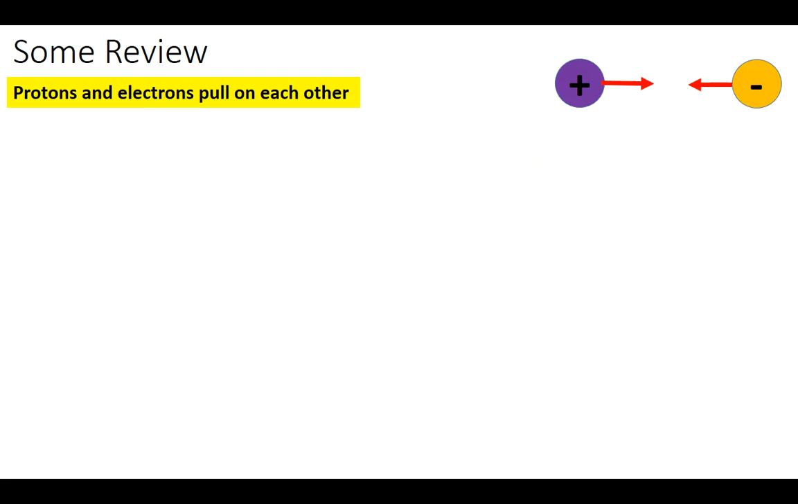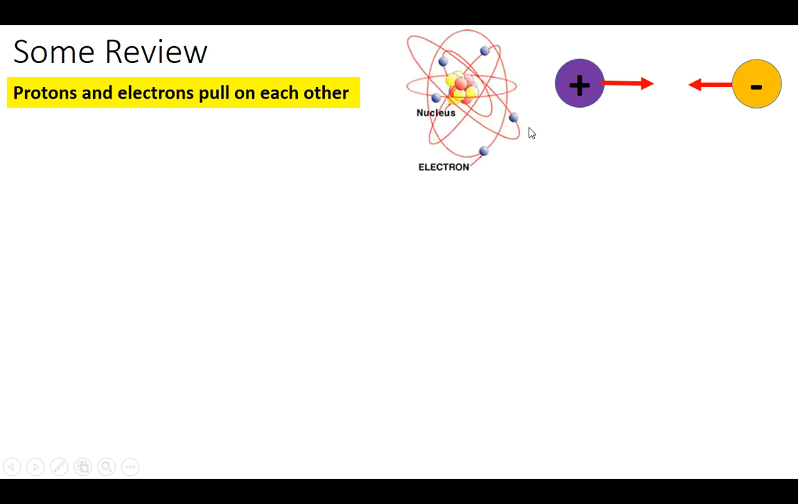So for some review. First thing that we've got to talk about and remember is how protons and electrons pull on each other. They have opposite charges, and they pull just like a magnet. Opposites attract, plus attracted to minuses. And that's what keeps all the electrons buzzing around the nucleus. Otherwise they would go flying off forever, but they're attracted to the protons, so they stay around the protons.